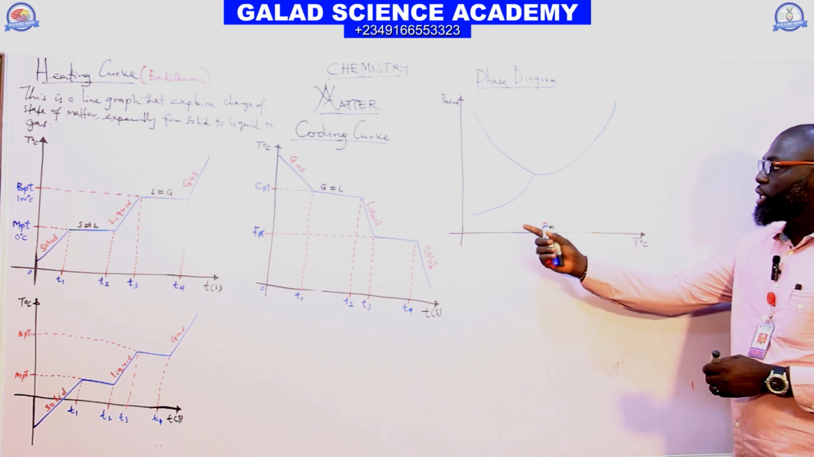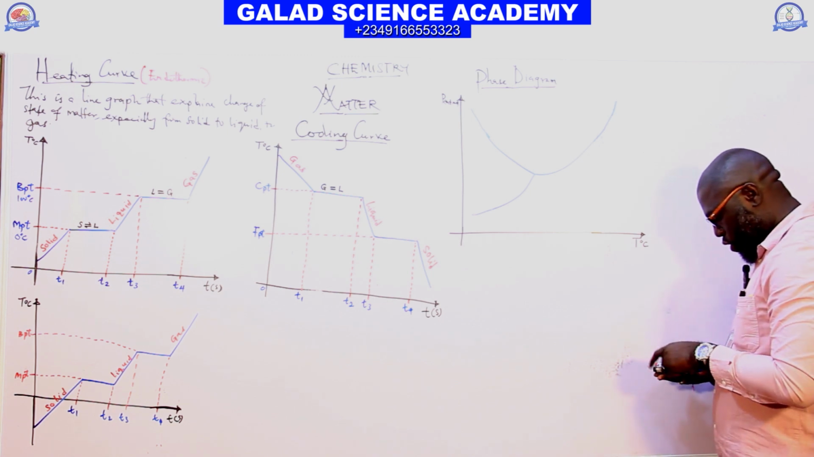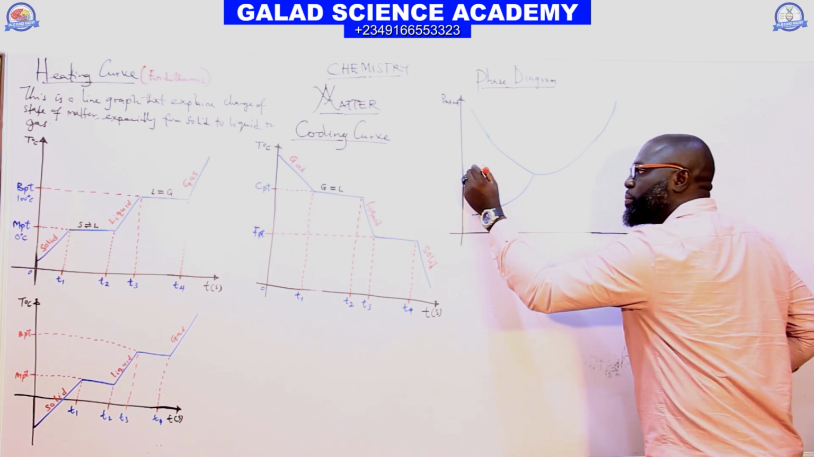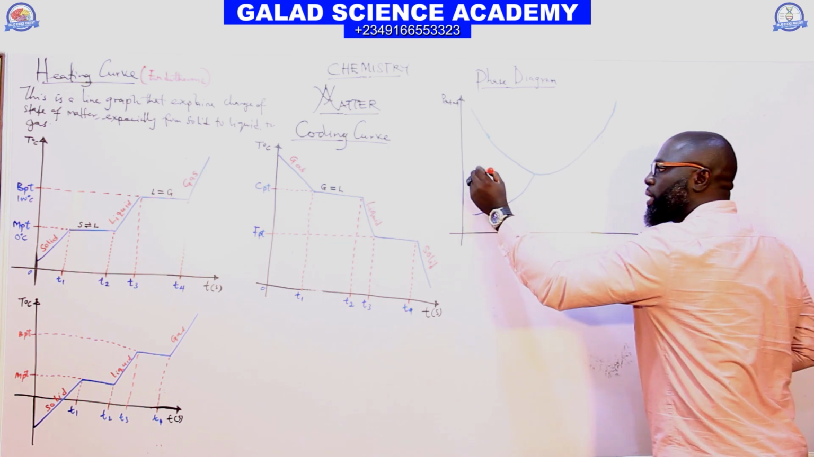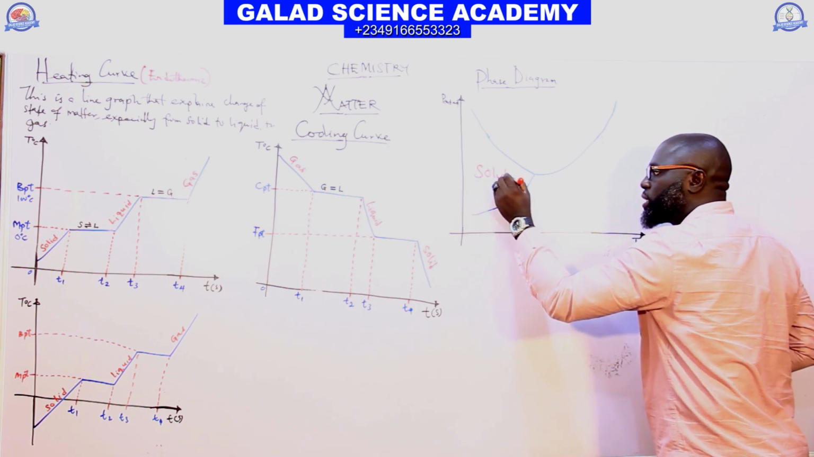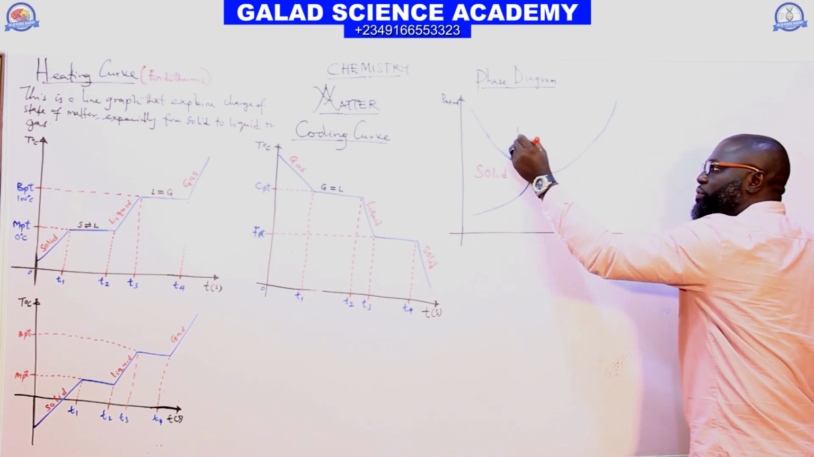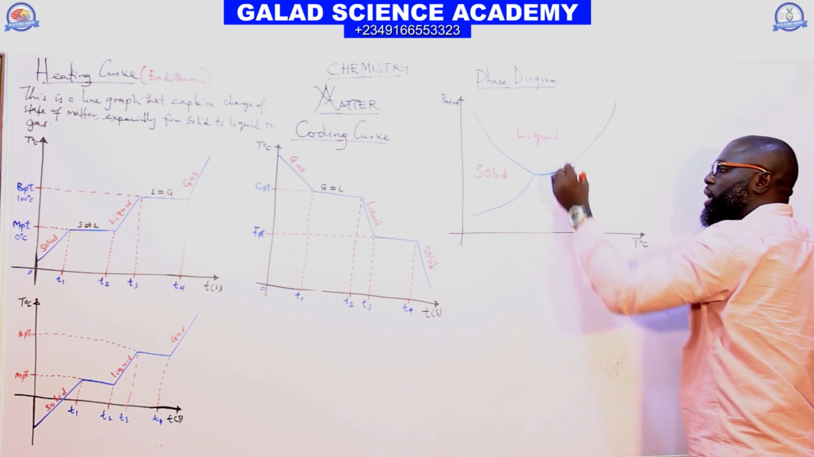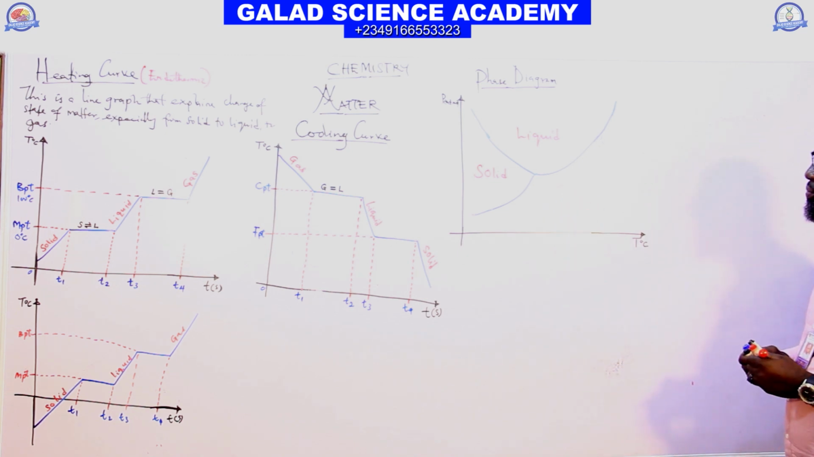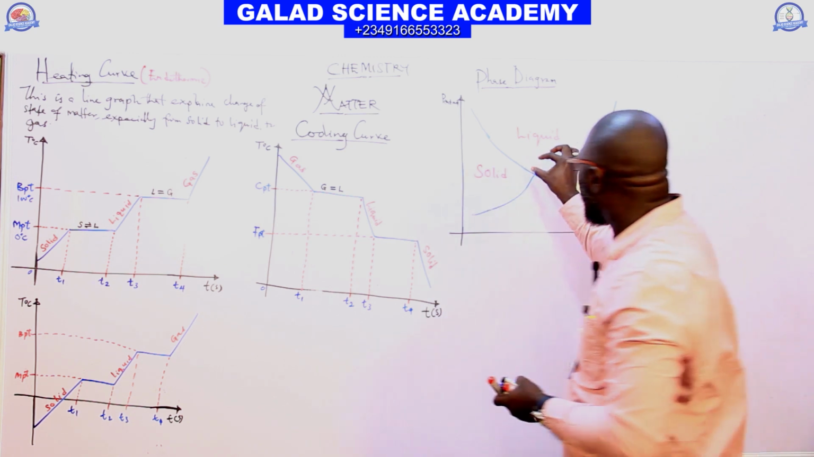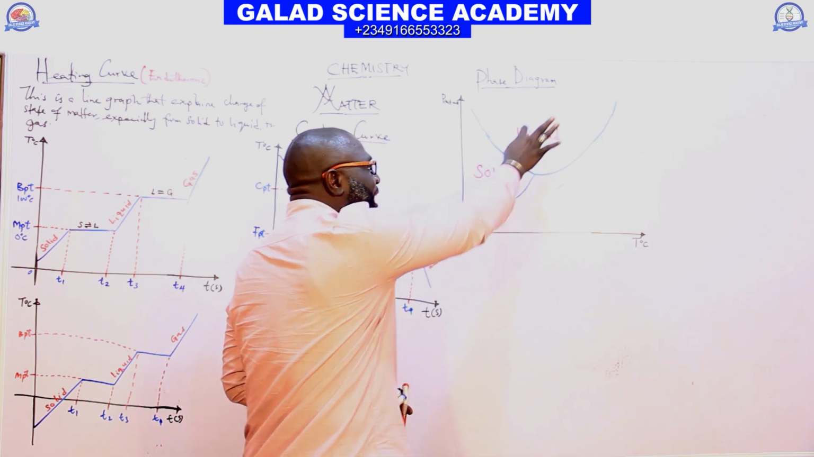So if you look at this curve now, it has three regions. This first region here is for solid. The second one here is for liquid. And this particular region here is for gas. Now look at the line, the boundary that separates the solid state and the liquid state.